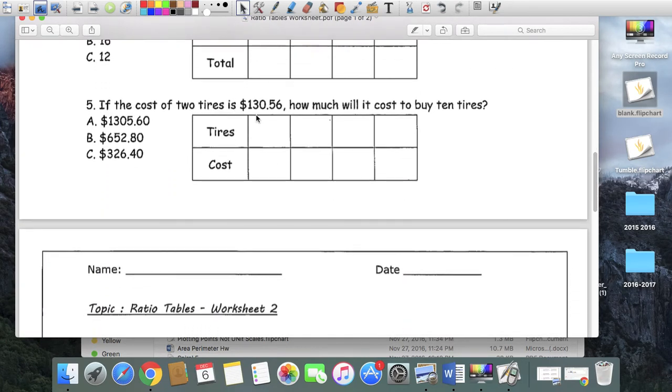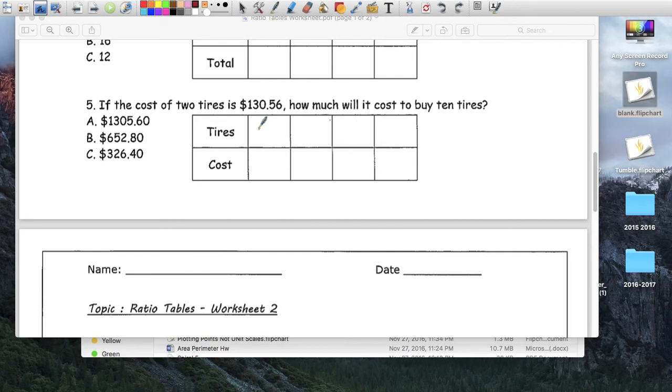Yikes. Okay, so the cost of 2 tires, let me write this down. 2 tires is $130.56. How much will it cost to buy 10 tires? Well, pretty easy. Times 5. This should be times 5. Okay. Do you want me to do the number? Yes. Okay, so I'm going to use my old 130.56 times 5. That gives me 652.80. Okay.